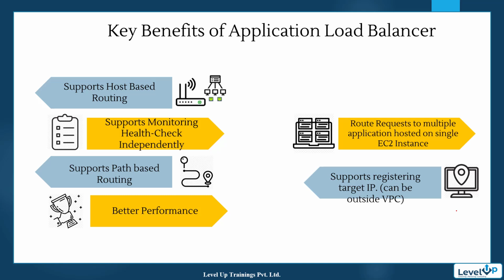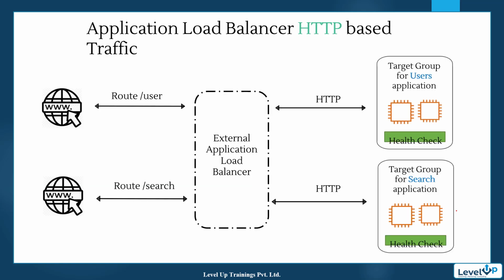It routes requests to multiple application hosts on a single EC2 instance. So now, on one EC2 instance, let's say there are two services or two applications. Then I can redirect the traffic to those applications. Okay, and it supports registering of target IPs, which can be outside the VPC. These are some of the benefits of the application load balancer.